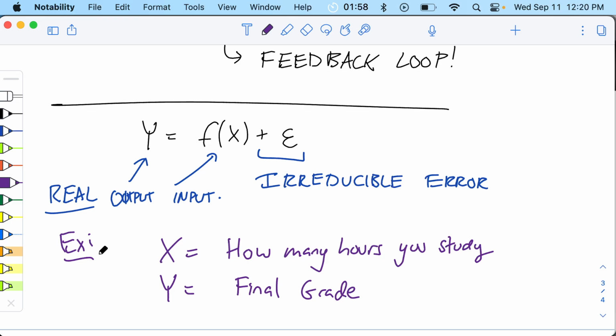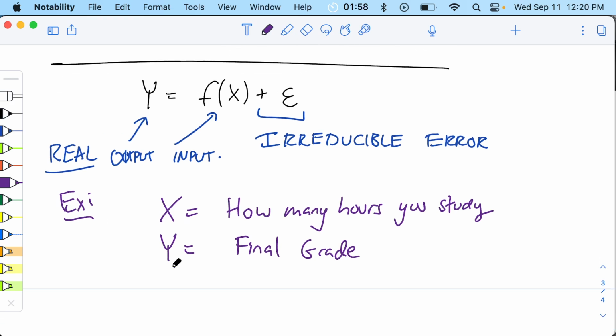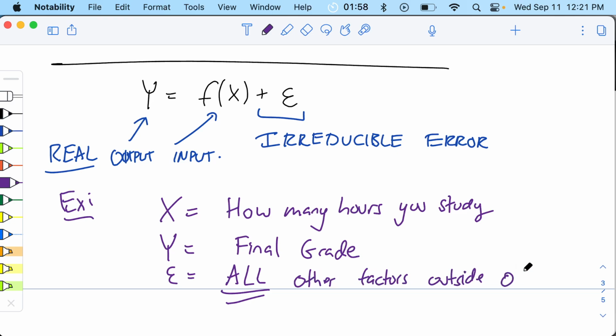And that is always true in every data science problem. You can never actually predict the thing that you want to predict. You will never be able to predict it perfectly. So what is the epsilon, the irreducible error? That represents all other factors outside of our control, all other factors outside of what we know.